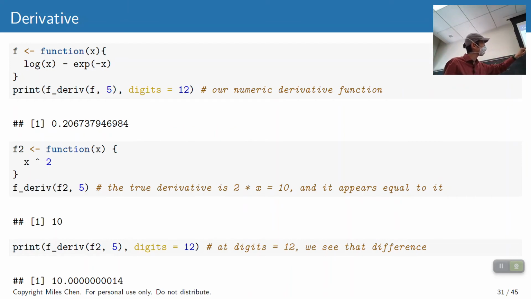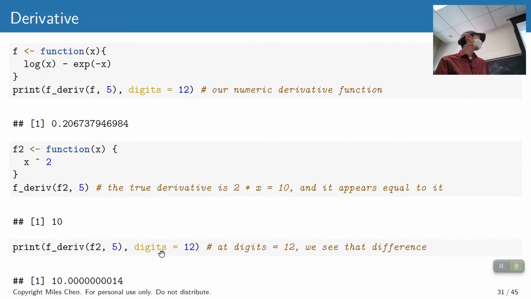So here is the function f, and here's how I run it. I run f derivative on f, I plug in 5, and this is my approximation. What if I tried a different function? Over here, I made a new function. The function is x squared. We know the derivative of x squared is just 2x, and we can see how this works. I ask for the derivative of this function f2, which is x squared, at 5. It comes back and says that number's 10, and we go, great, it's working. 2x is 10.